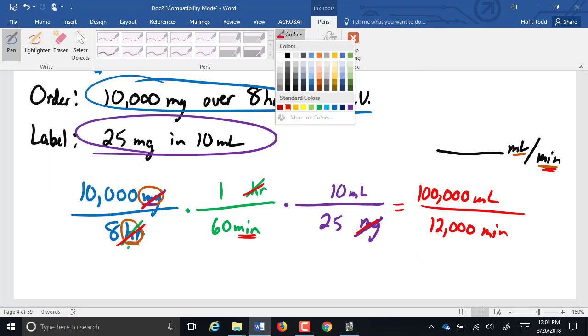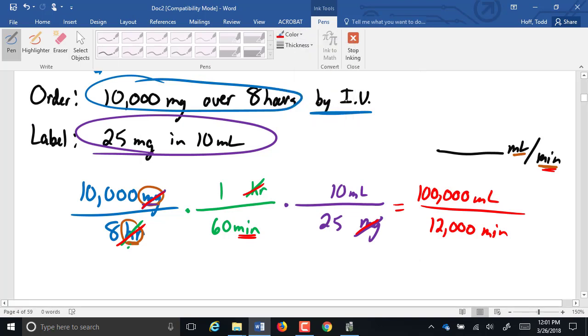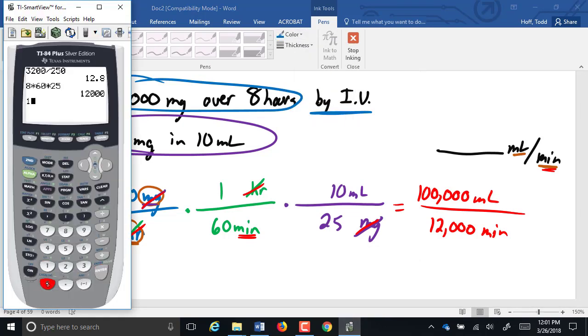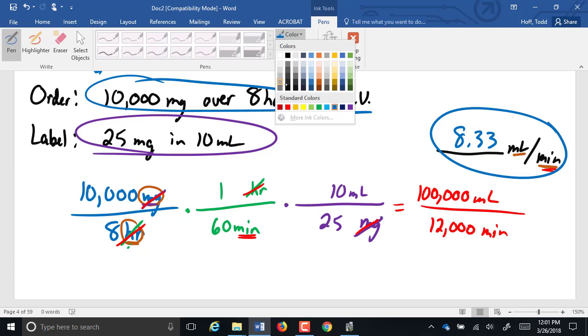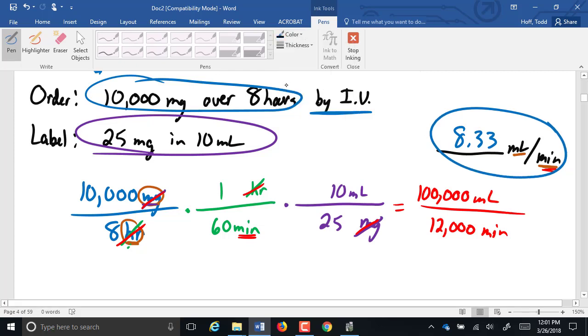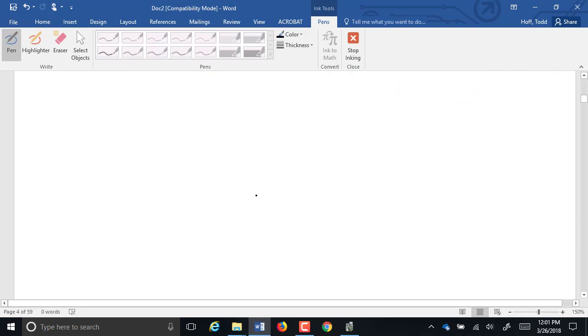So now to get our milliliters per minute, we simply have to divide this out. 100,000 divided by 12,000, which is going to give us 8.33333 milliliters per minute. Now that's a relatively high number, 8.3 milliliters per minute. If we were doing this as a drop factor, that would give us a decent number of drops per minute. But we do occasionally run into problems that are a little bit too small a numbers.